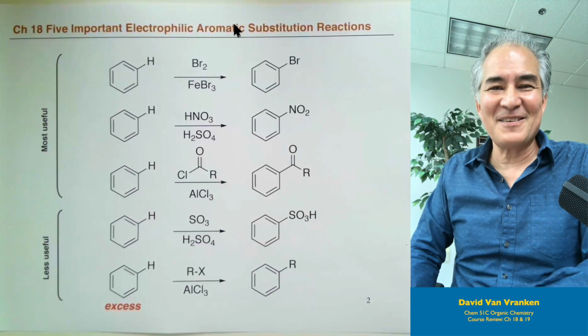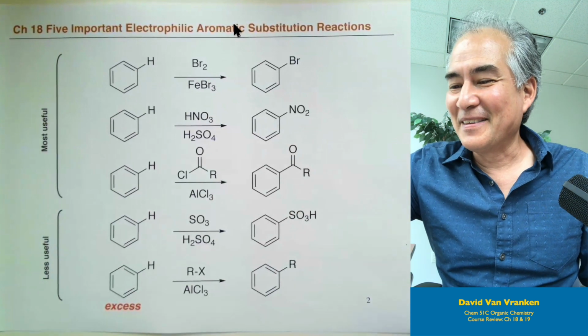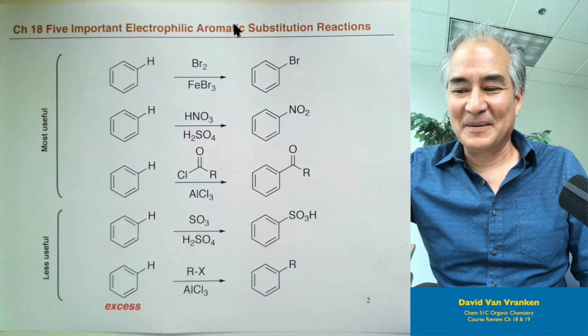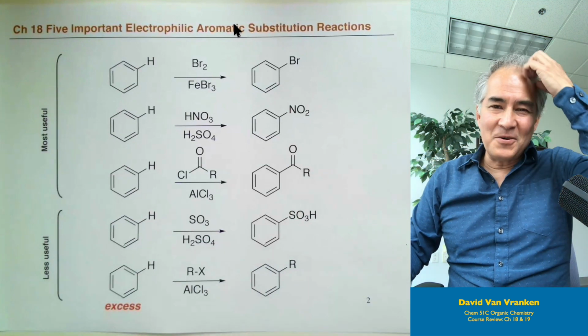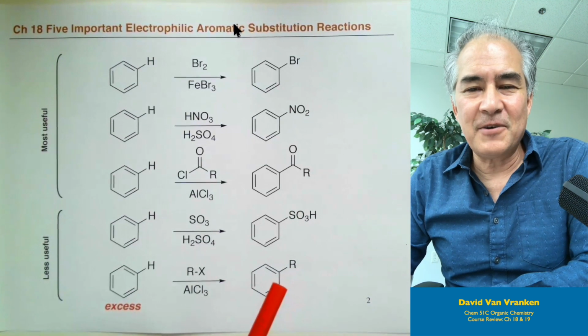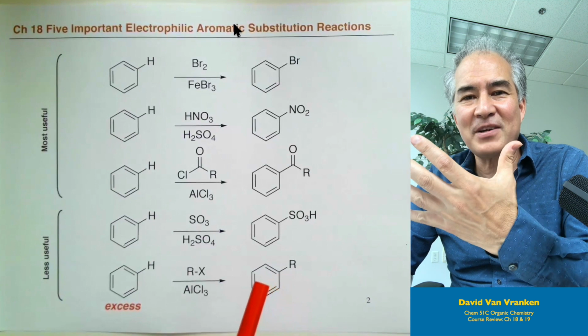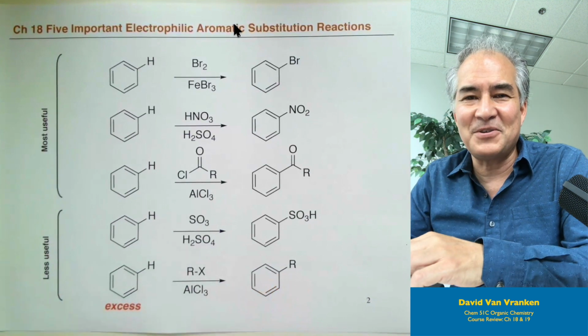My gosh, that was so few reactions. And then we just covered 1 million of them this quarter. Let me just go ahead and remind you of what we covered in chapter 18. We talked about 5 important electrophilic aromatic substitution reactions.